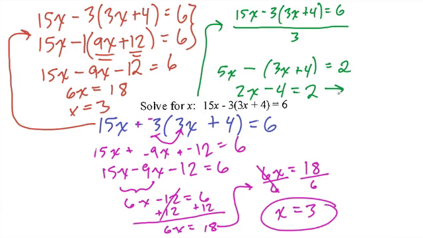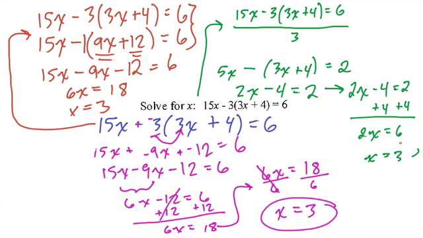And you can probably see it already. This is the same thing as before. 2x minus 4 is 2. Add 4 to both sides, and we get, well, 2x equals 6. So then x equals 3.